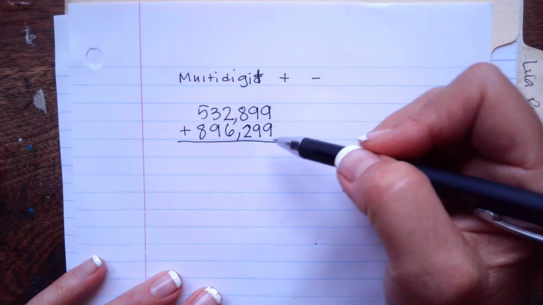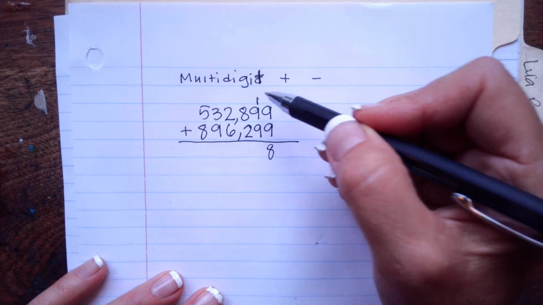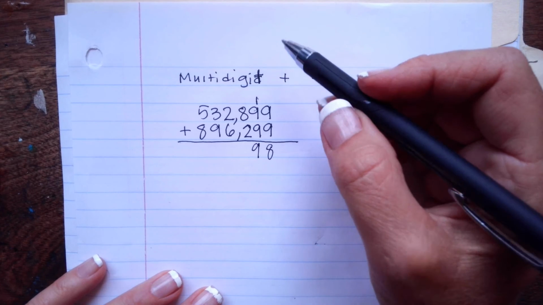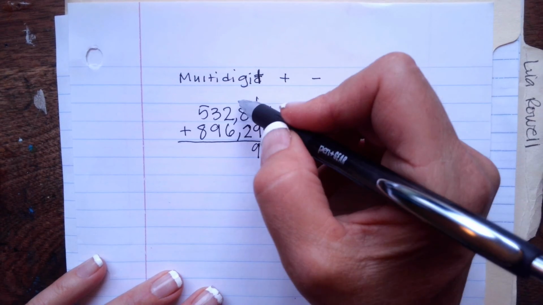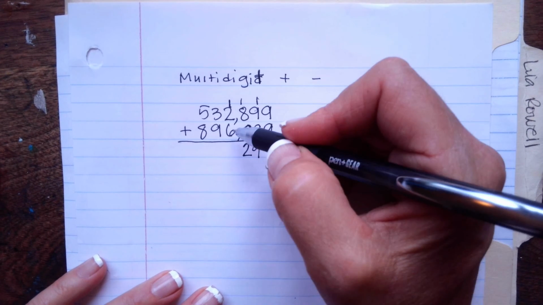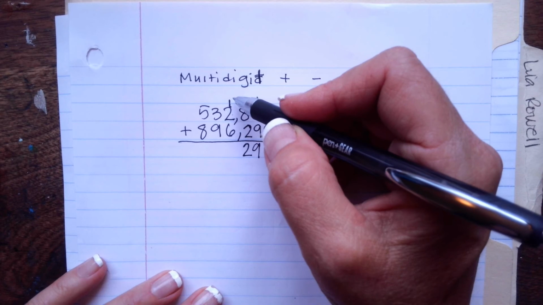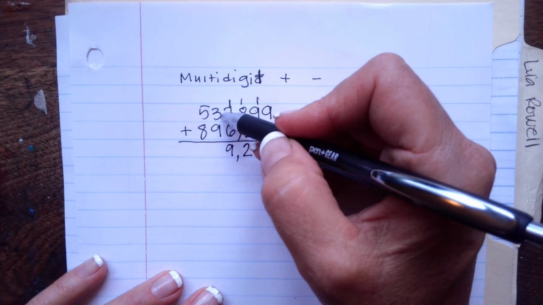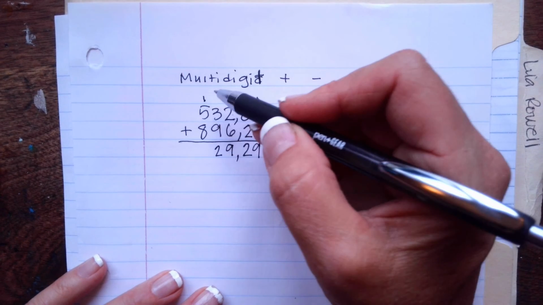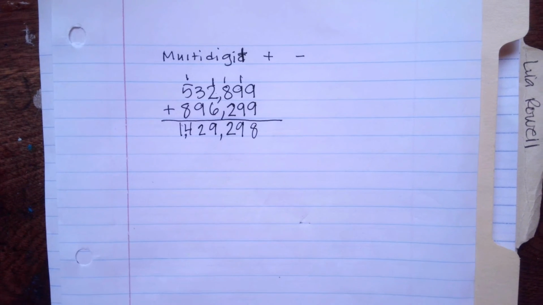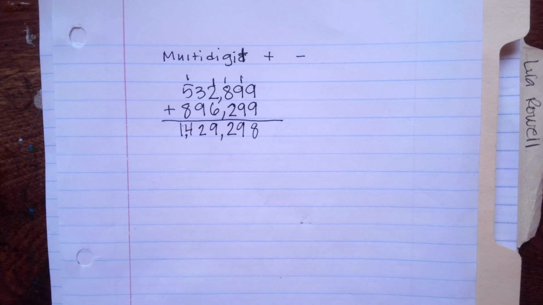So we first start with our ones, and we do 9 plus 9 is 18, and then we carry the 1, and we add it in. And then this would be 12, and we carry the 1. 6 plus 2 is 8, plus 1 is 9. We put our comma here. 9 plus 3 is 12, and we carry the 1, and then that is 14, and then we put our comma in. So it's the same thing that you've done forever, it's just more digits.